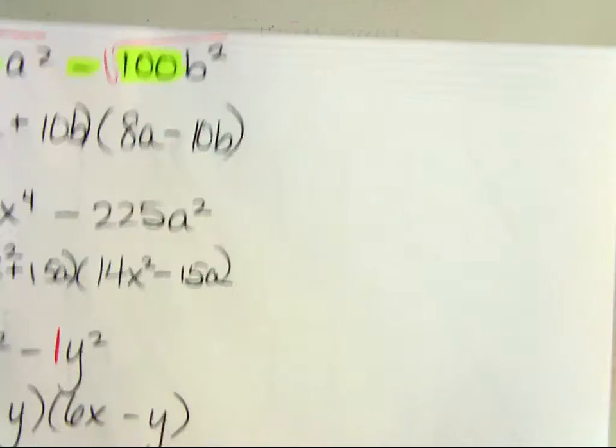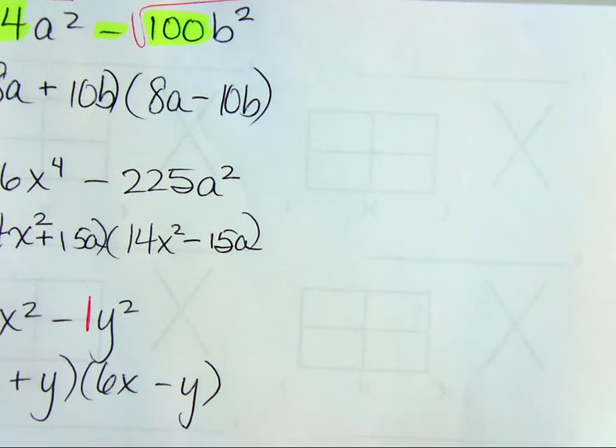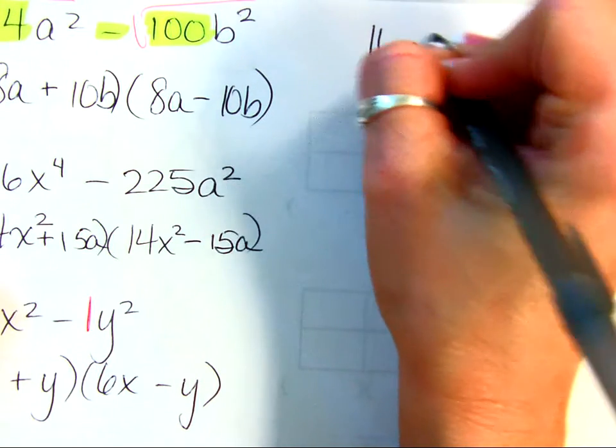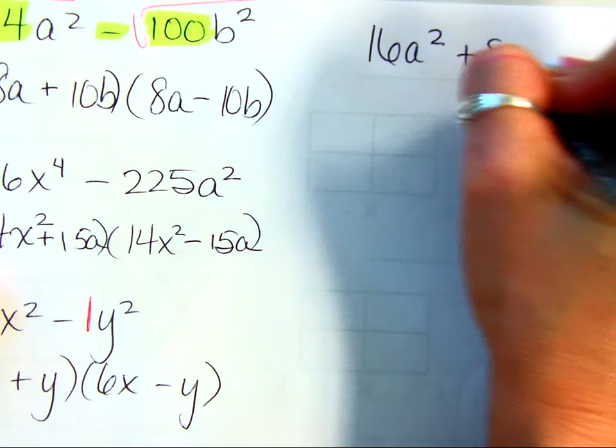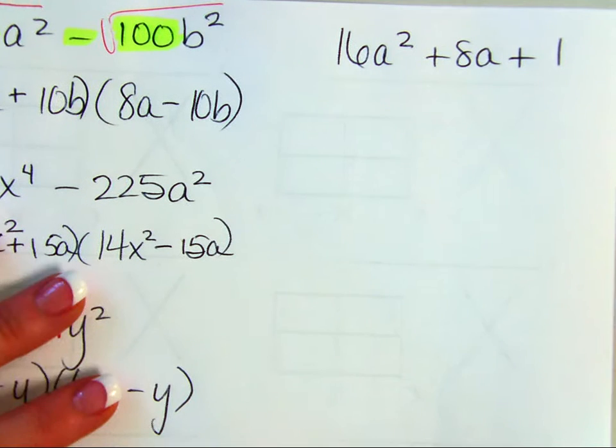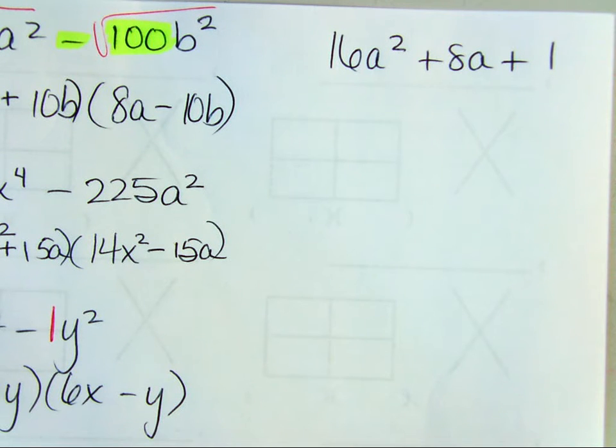So let's do one that does work. Okay, so I want you to try this one. 16a squared plus 8a plus 1. I want you to see if it meets the criteria, and then if it does, see if you can factor it. See if it actually is factorable.